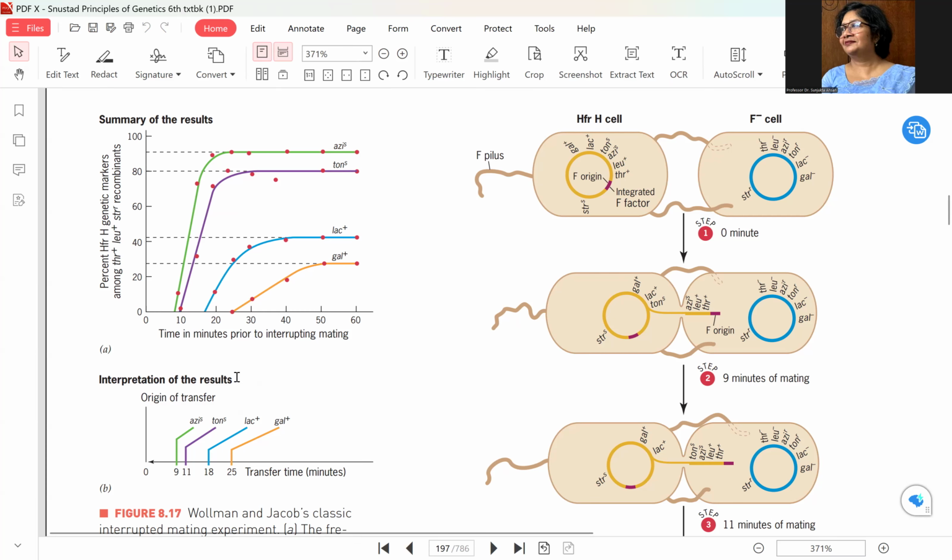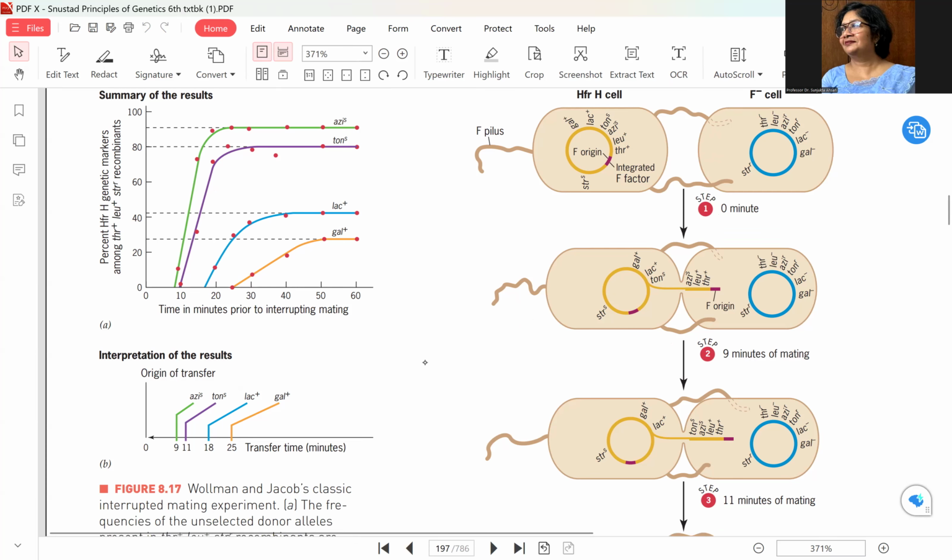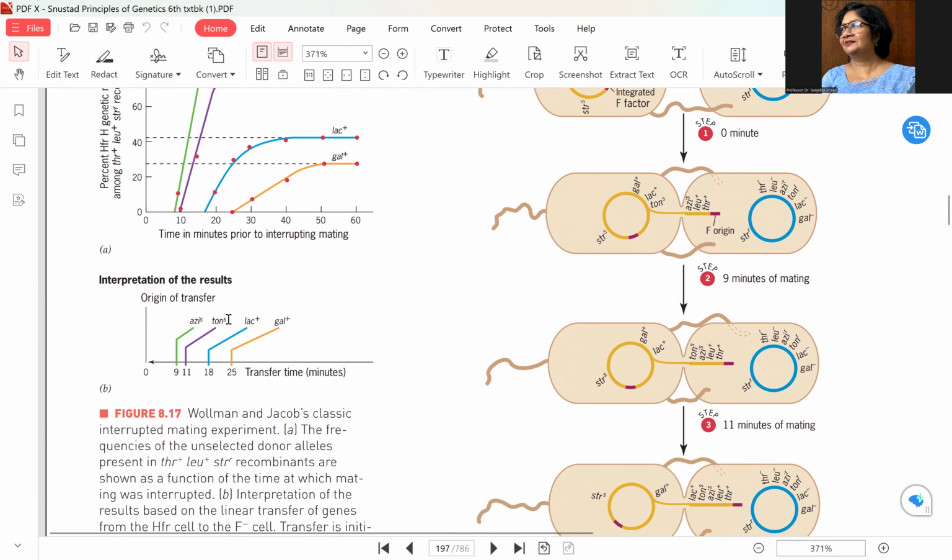You can then plot a map which you can show in this form, where you use the origin of transfer as your reference point. So you place that at 0 time, because that is when the F factor started getting transferred. After 9 minutes, sodium azide was transferred. After 11 minutes, the bacteriophage sensitivity gene was transferred. After 18 minutes, the lactose utilization gene was transferred. And after 25 minutes, the galactose utilization gene was transferred.